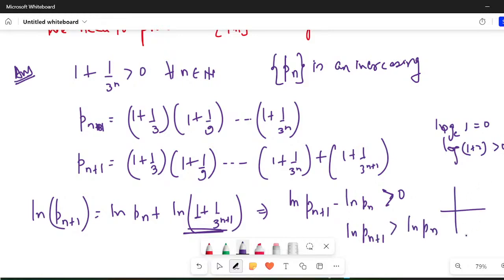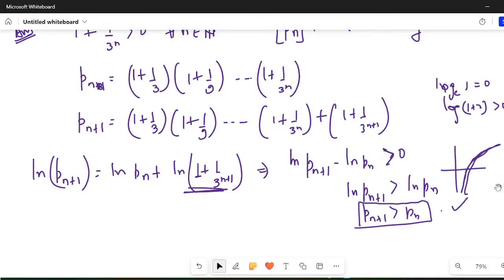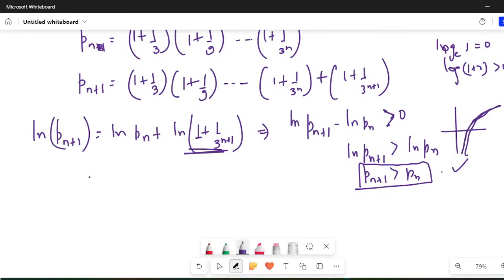And you see log is an increasing graph. So it implies that your Pn plus 1 should be greater than Pn. Also that it is one-one. So your sequence is increasing. So your Pn as a sequence is increasing. Okay, so I'll write it here that my sequence Pn is increasing.